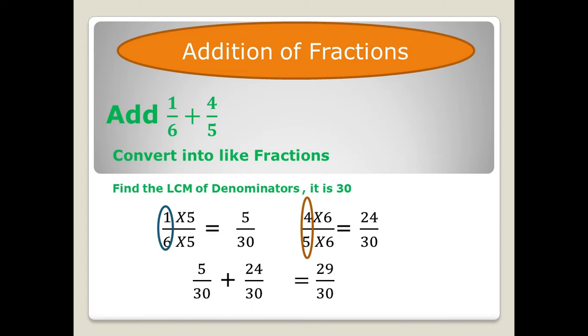And now it is very simple to add these fractions. In order to add, we just add the numerators and we will find the desired result, because the denominators are the same. So we will add only the numerators and the answer is there, that is 29 over 30.